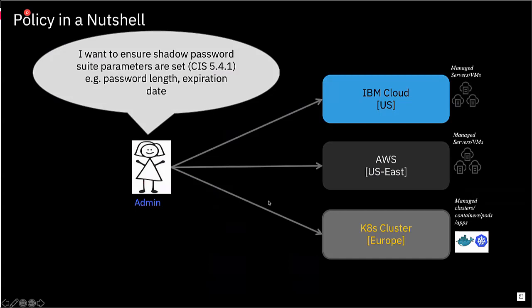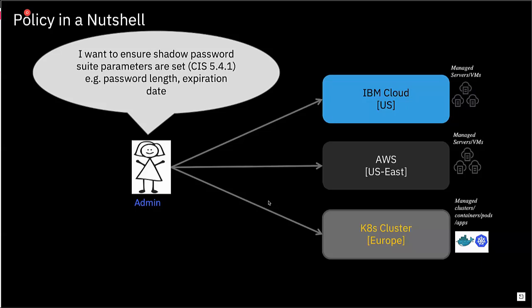So this is just to give you an example. What do we mean by compliance? What policy are we trying to enforce? This is one policy we take from the CIS benchmark. CIS is the Center for Internet Security consortium. They have best practices embedded inside the policy for compliance. One example would be that I want to ensure the shadow password, the password I set, which could include the password length, expiration date, and so on.